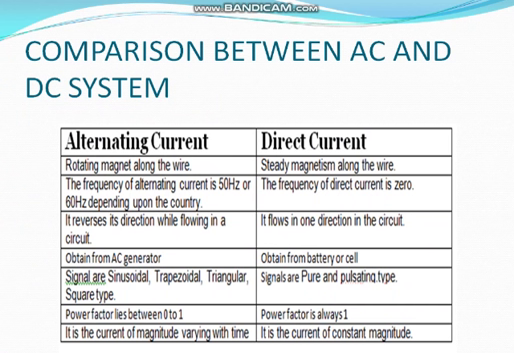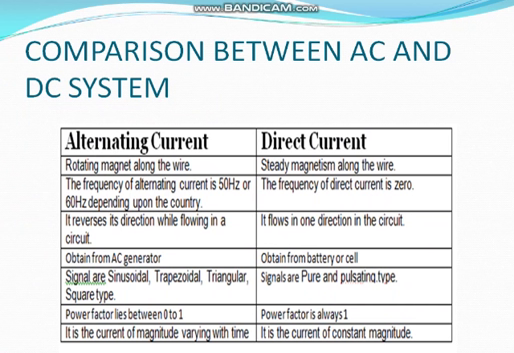The frequency of alternating current is 50 Hz or 60 Hz depending upon the country. In a Commonwealth country like India, it is 50 Hz, and in a non-Commonwealth country, it is 60 Hz. The frequency of direct current is always 0.